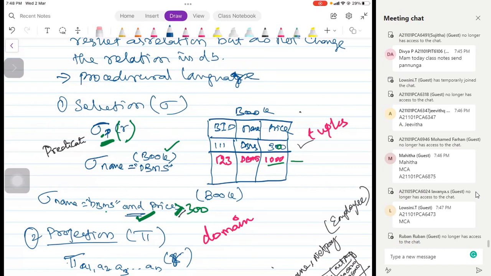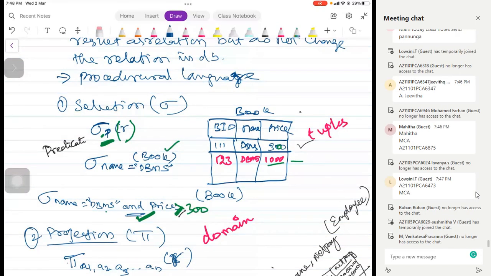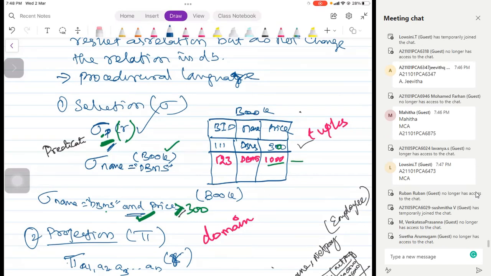சரி, செலெக்ஷன் அதுதானே மெயின். செலெக்ஷன் அப்படிங்கறத சிக்மாங்கிற சிம்பல்ல பண்ணுவாங்க. சிக்மா அண்ட் பி ஆஃப் ஆர் அப்படின்னு இருக்கு. இது ப்ரிடிகேட் அப்படின்னு பேரு. ப்ரிடிகேட்னா கண்டிஷன். இது ரிலேஷன். ஆர் இஸ் அ ரிலேஷன். Sigma name equal to DBMS of the relation book. Book is a relation name. Here book ID, name and price is there. This is one tuple. So I need a list of name.